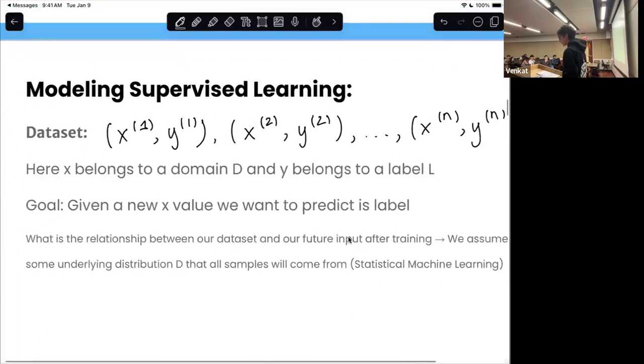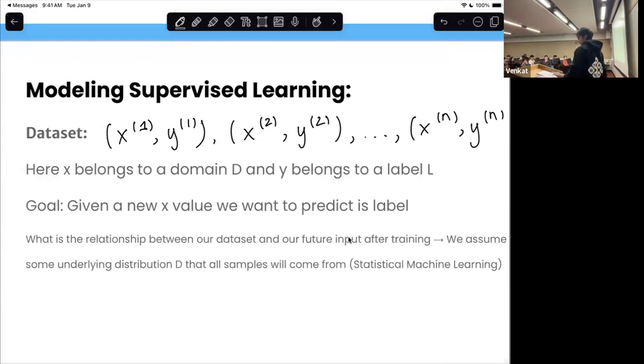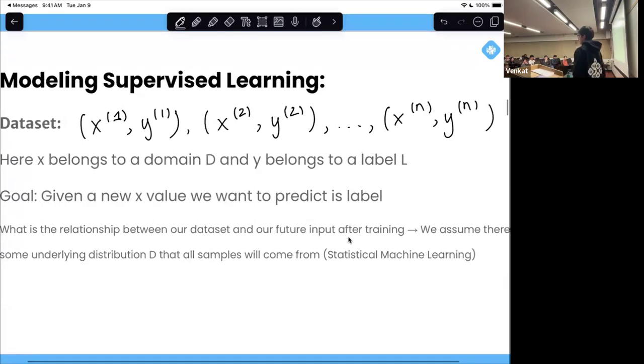For example, LAION-5B, which was used to train Stable Diffusion, has 5B, aka 5 billion image-text pairs in its data. So a lot. So n is not just a small number like 100 or 200, it's in the millions and into the billions.